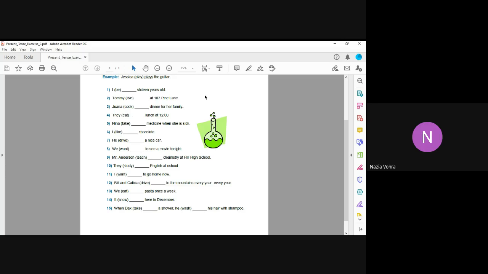Do the 12th one. Bill and Calicia drive. Drive. Yes, Lakshmi madam. So, drives. Okay, and you are going to speak in English to me, not in Gujarati. I don't understand. Okay, ma'am. We dash pasta once a week.